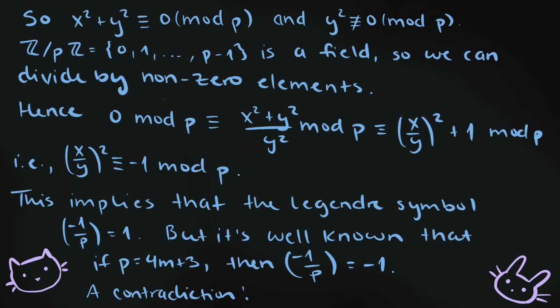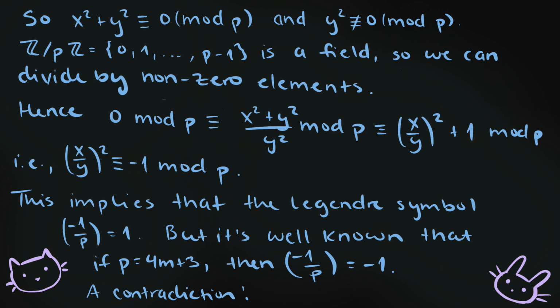Okay, so since p divides x squared plus y squared, we know that x squared plus y squared is equal to 0 mod p. And also, since p does not divide y, and so does not divide y squared, then y squared is not equal to 0 mod p. And let me just remind you, if we have the set of numbers from 0 to p minus 1 and p is a prime, this forms a field. So a field is where every non-zero element is a unit, so you can divide by it. And so since y squared is non-zero, we can divide by y squared.